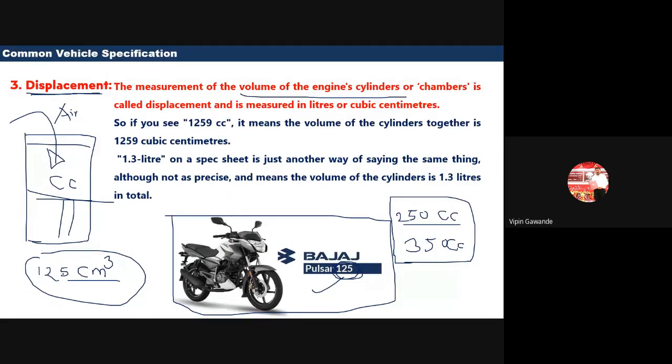Now if 125 cc is there, the air fuel mixture will cover that much volume. If 250 cc is there, the size of the cylinder will be more as compared to 125. So the engine will be bulky in 250 cc, and more bulky in 350 cc. That's why you see this Bullet of 350 cc is heavier than our Bajaj Pulsar, which is only 125 cc.